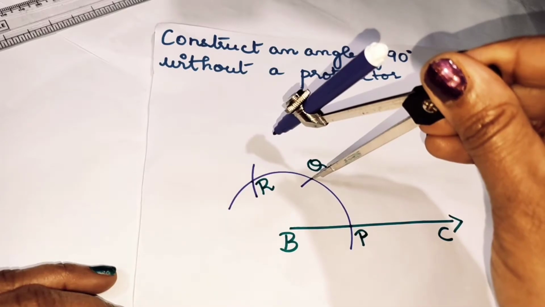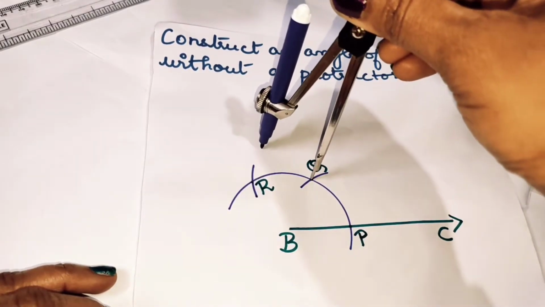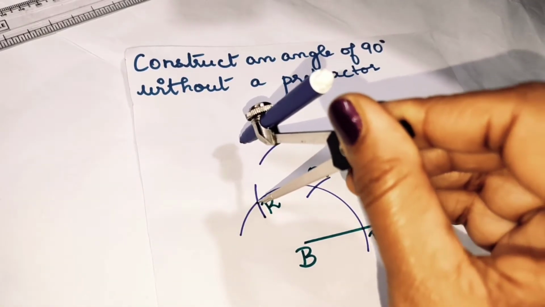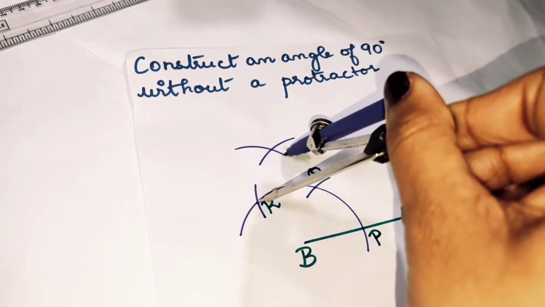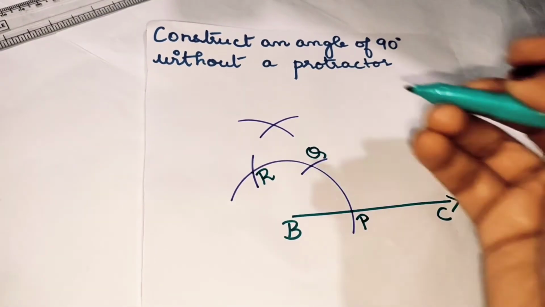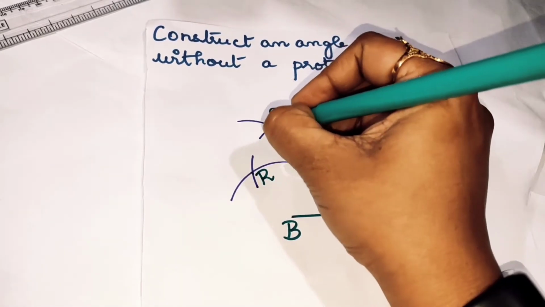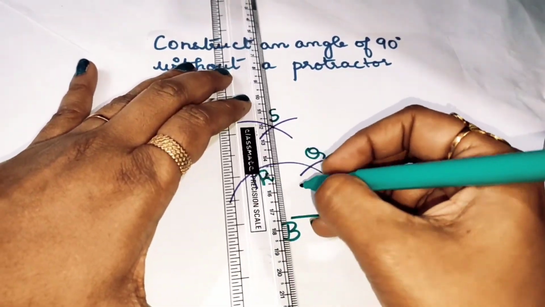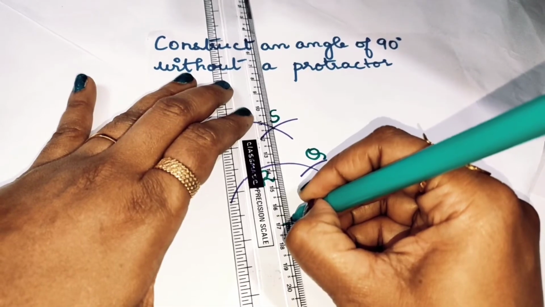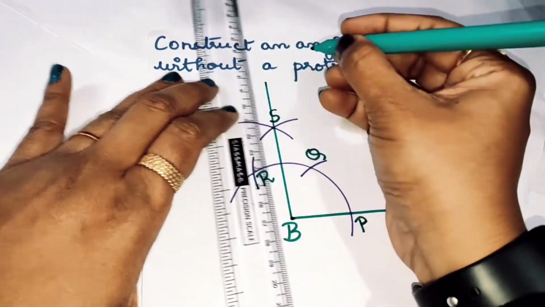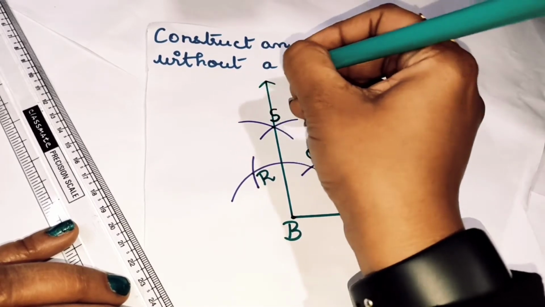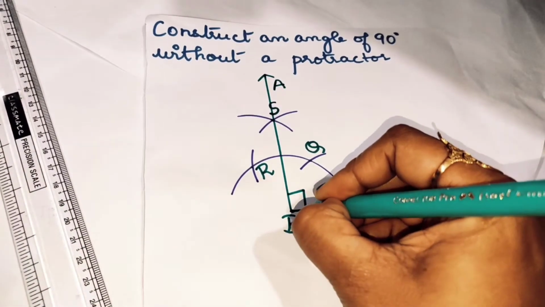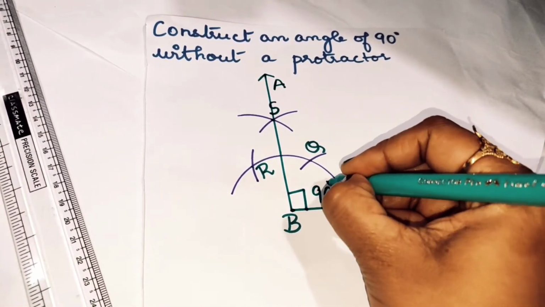Now, let the radius of the compass be more than half of QR. Center the compass at Q, draw an arc. Without changing the radius, center the compass at R and draw an arc so that it cuts the previously drawn arc at S. Now, draw a ray through B and S. Let it be BA. Thus, angle ABC is 90 degrees.